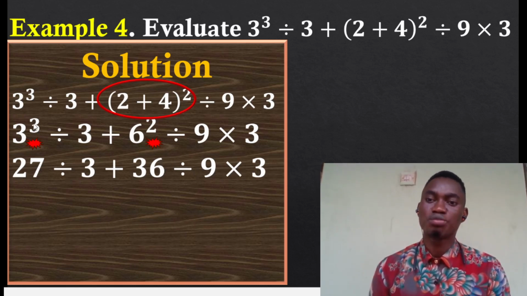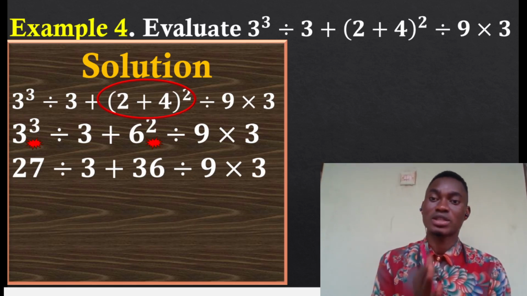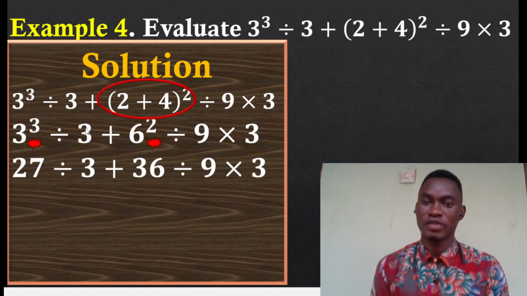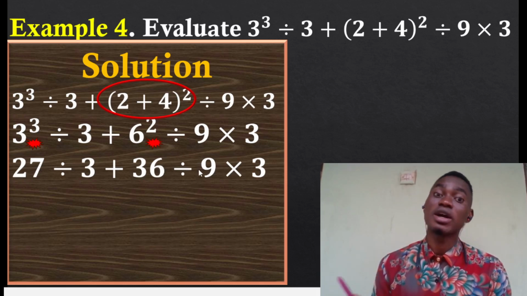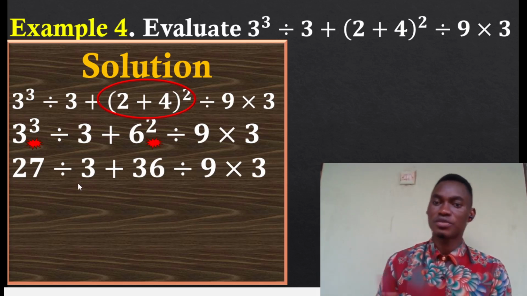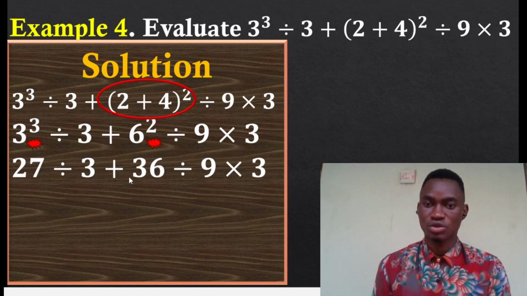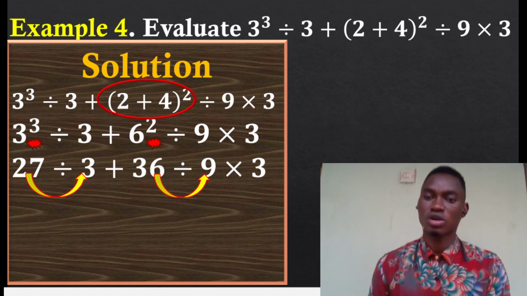You know, 3 cubed means 3 times 3 times 3. That's 3 times 3 is 9. Then 9 times 3 gives us what? 27. Then divided by 3 plus 6 squared is what? 36 divided by 9 times 3. So we have division, addition, division, multiplication left. So which do we apply first? You already know.